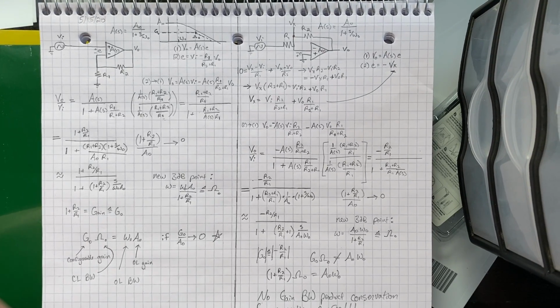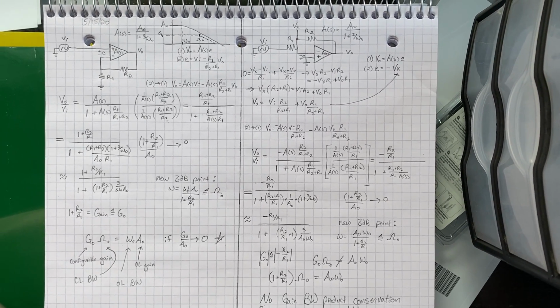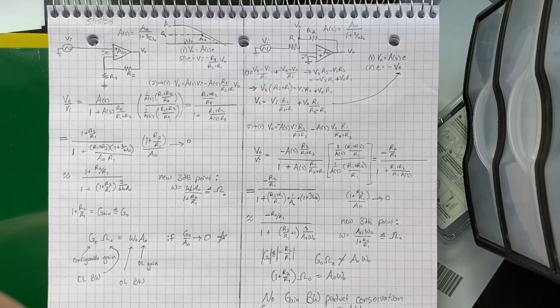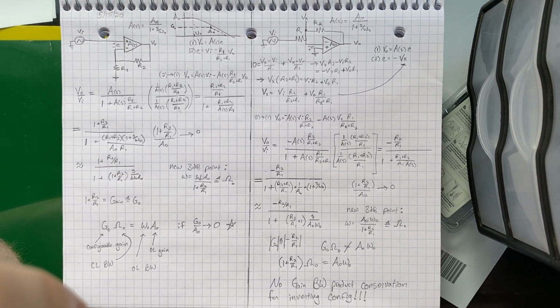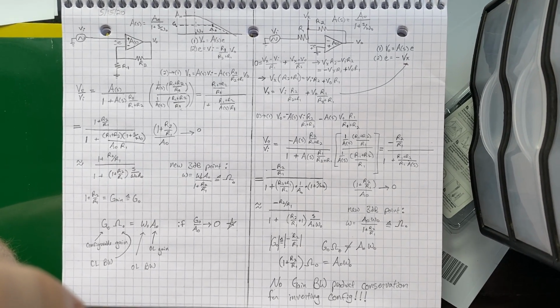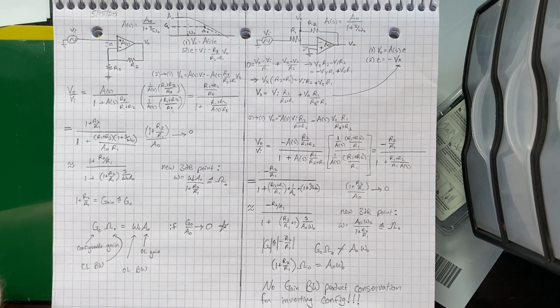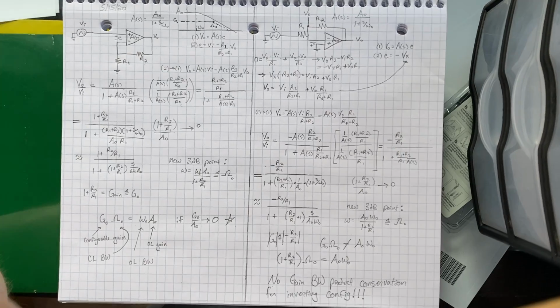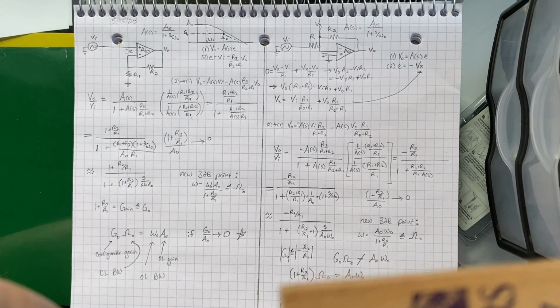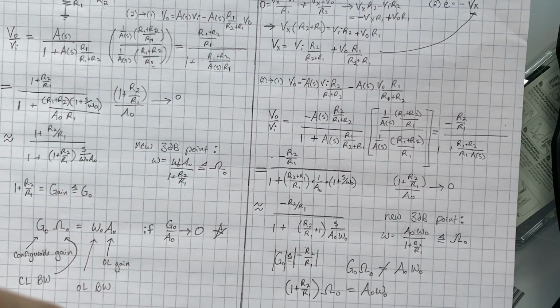This video is going to derive the gain bandwidth relationship for the non-inverting and inverting op-amp configurations. Here's a full picture spoiler for the final result: there's no gain bandwidth product for the inverting op-amp configuration. But I'll start with the non-inverting and then go into the inverting.